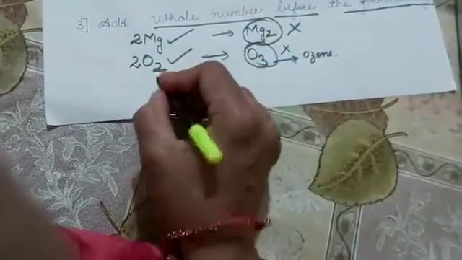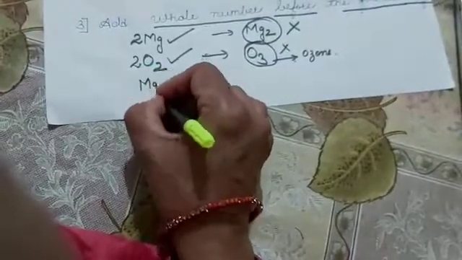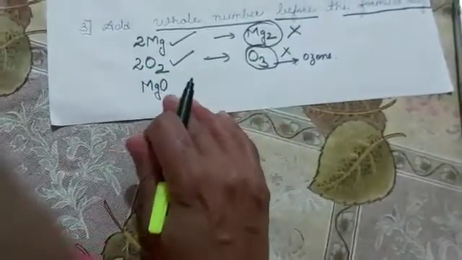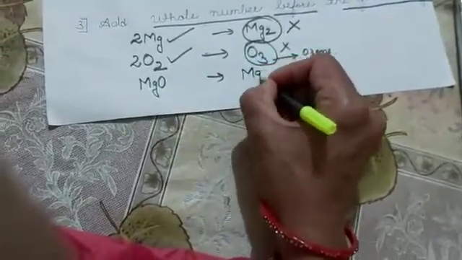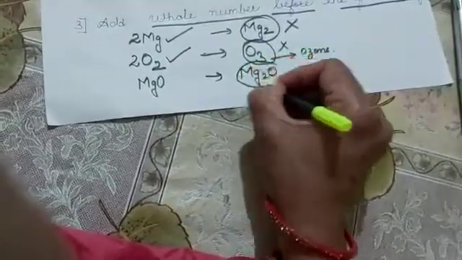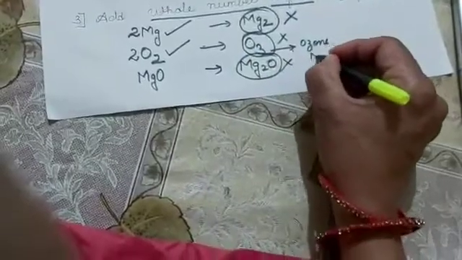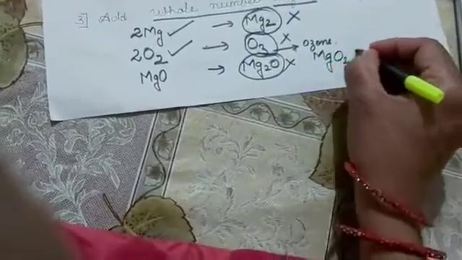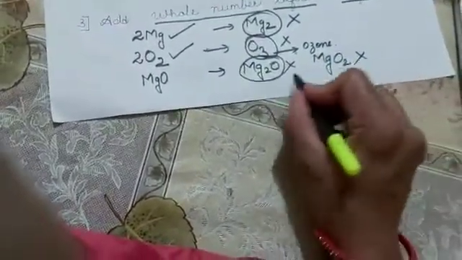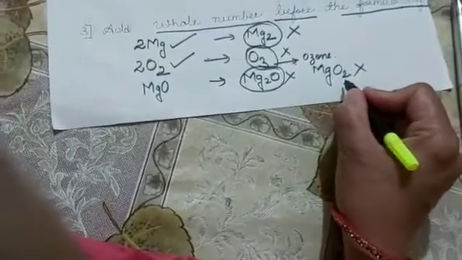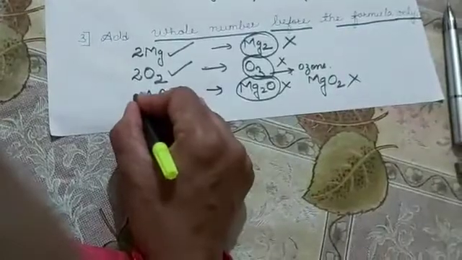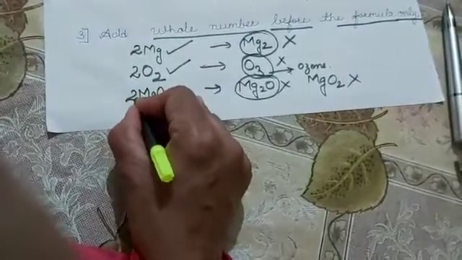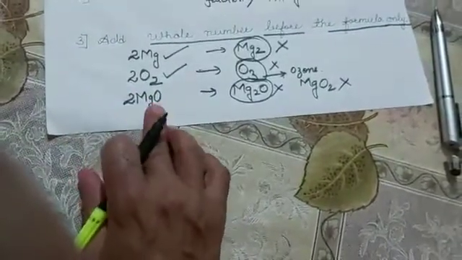Now same with MgO. If I have to increase the molecules of magnesium oxide, then I cannot write it as Mg2O or MgO2, because it will change the formula of magnesium oxide, and we cannot change the formula of the compound. So the only way is to put a number before the whole formula.